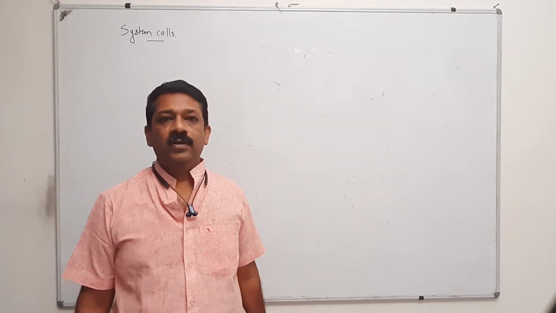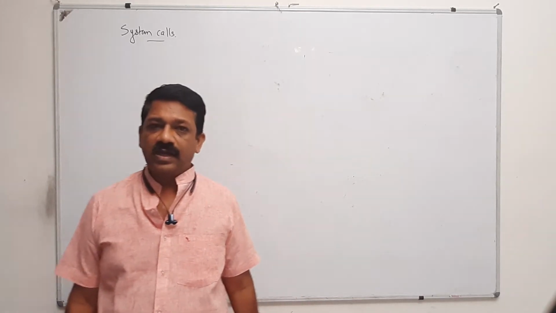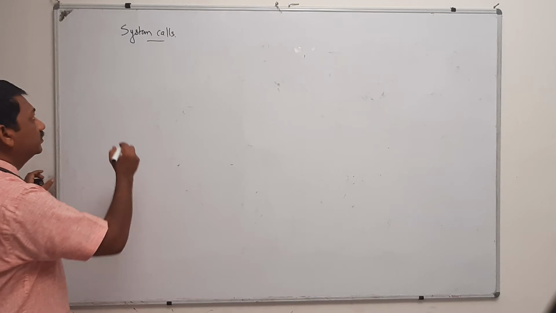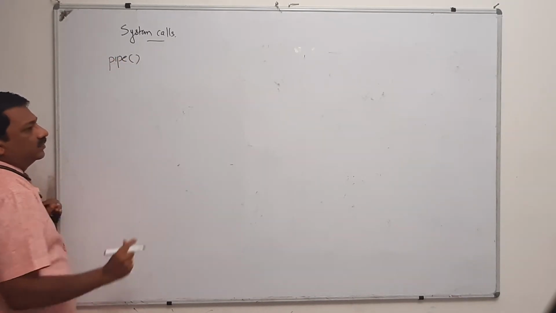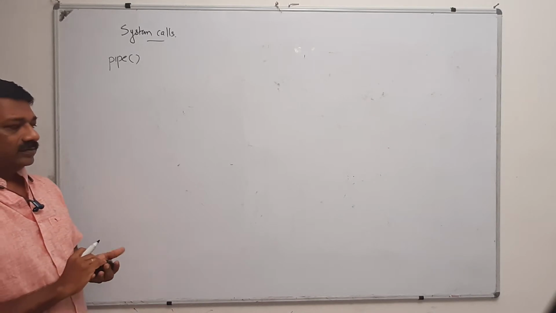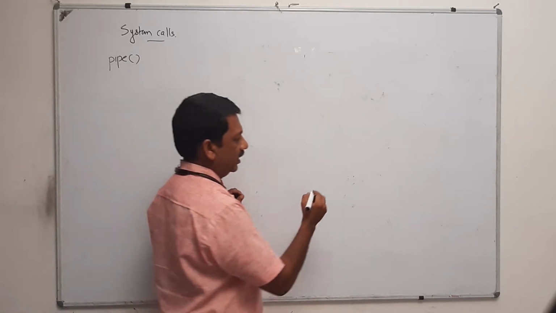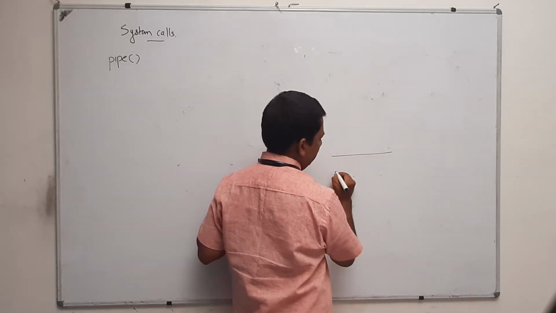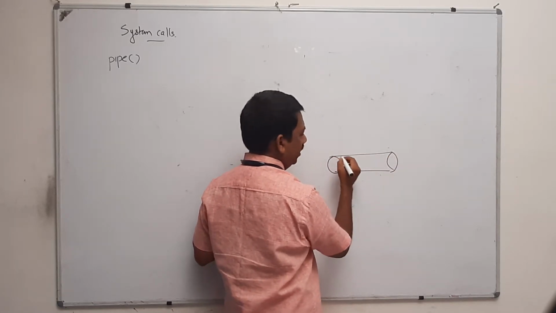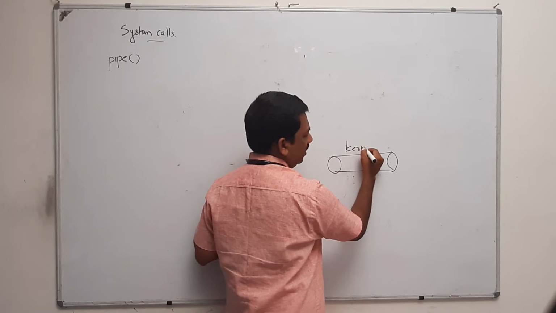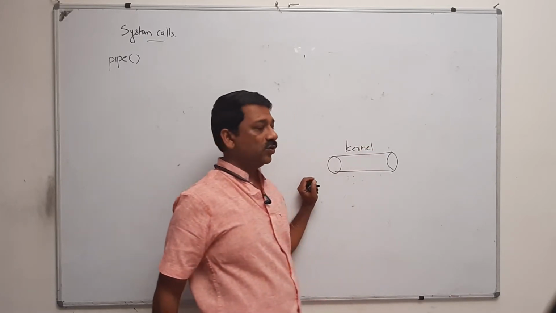Good morning. Today we are going to discuss another system call, which is called the pipe system call. This is for creating a unidirectional pipe in the kernel. This is a pipe, and this is in the kernel of the Linux operating system.